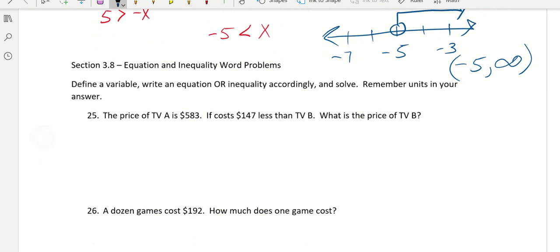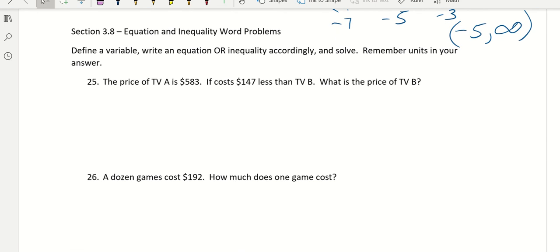Section 3.8, equation and inequality word problems. Define a variable. Write an equation or inequality accordingly. So it's going to be one or the other. Don't write an equation when it should be an inequality and vice versa. And also solve. Remember units in your answer.